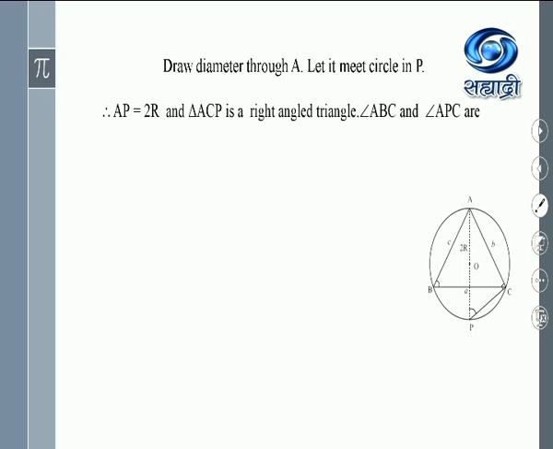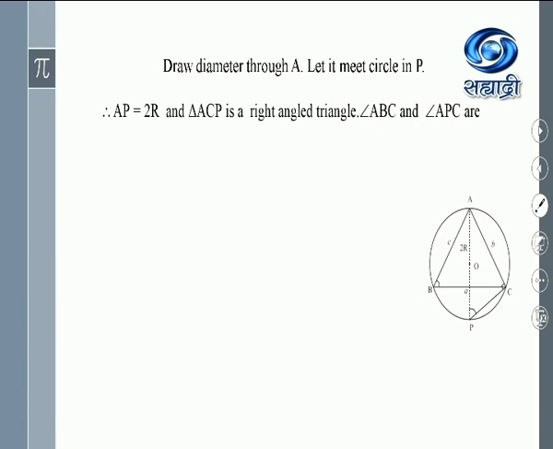Similarly, we consider the geometry of the figure for this statement. Triangle ACP is a right angle triangle. Look at triangle ACP. Now if you consider angle ACP, this is the inscribed angle by the diameter, or you can say the angle inscribed in a semicircle is always a right angle. Therefore angle C is 90 degrees.